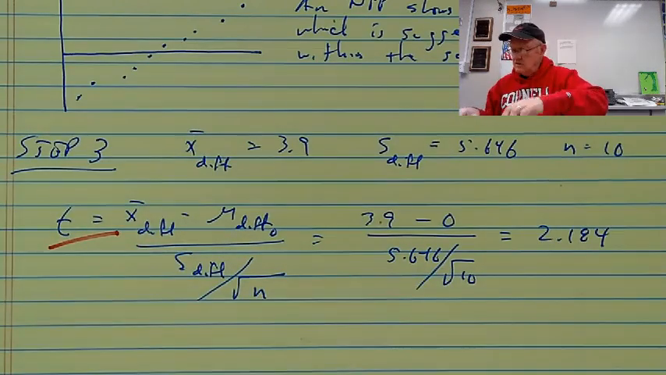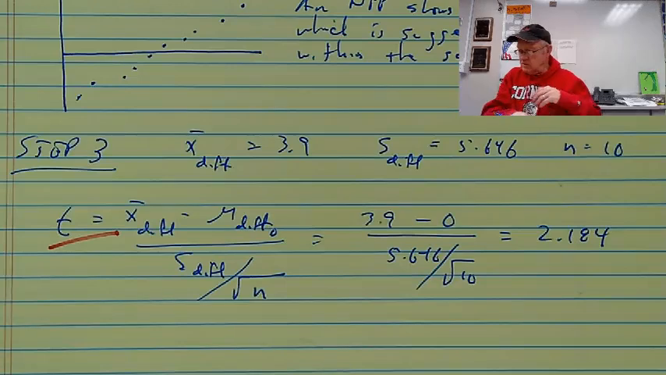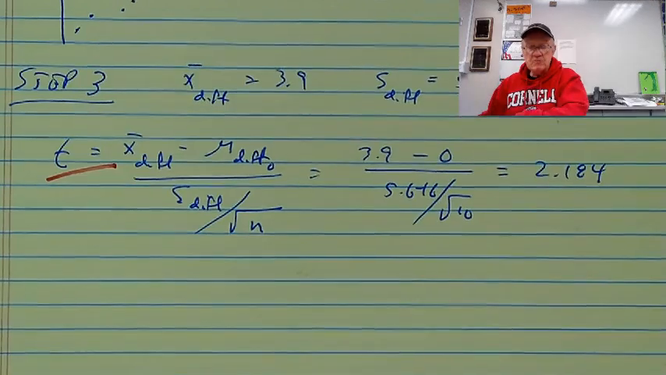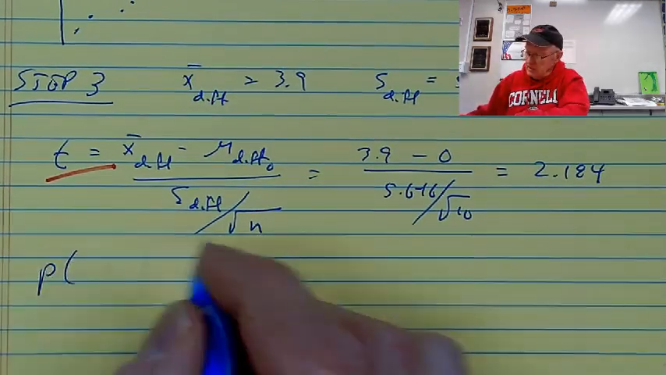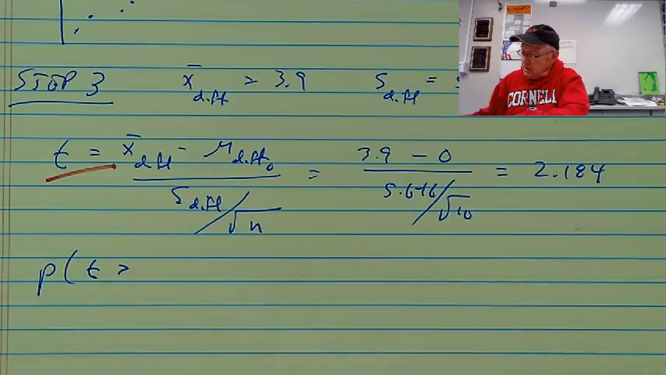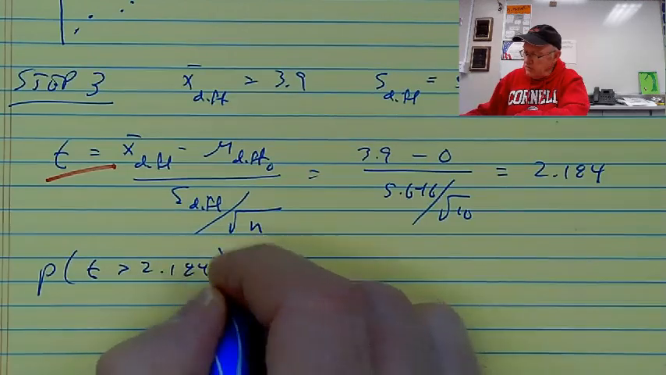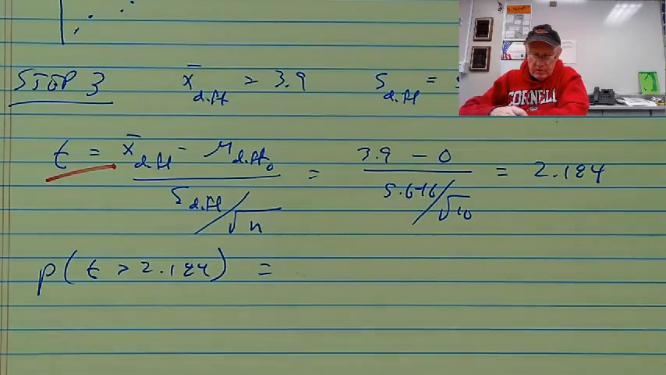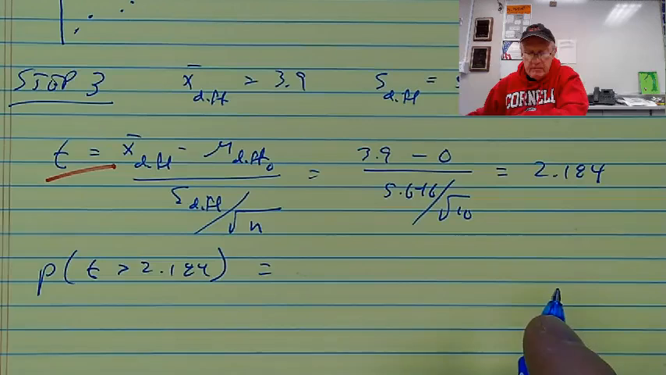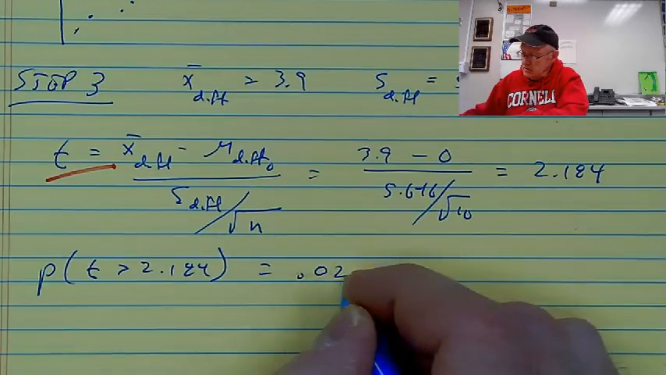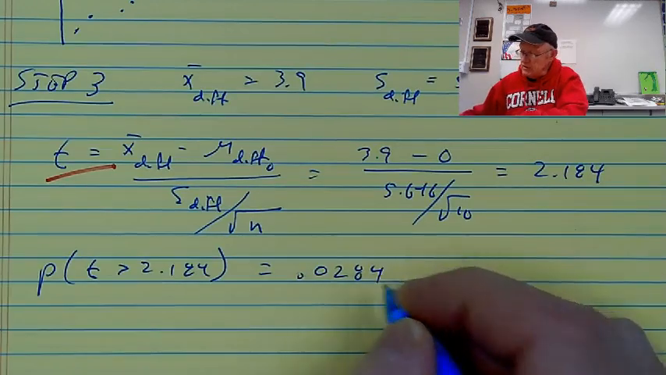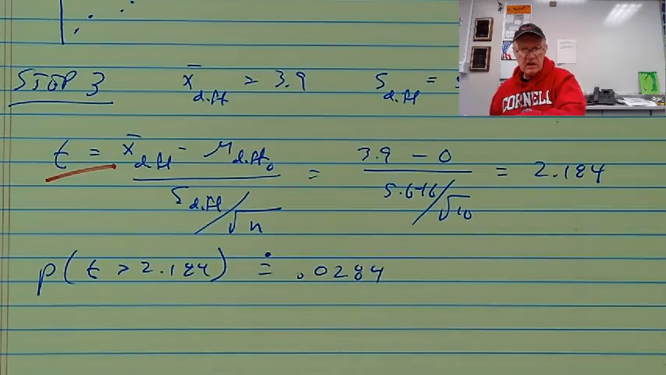Now, how are we going to package the p-value? The probability that t is greater than 2.184 is equal to, looking at my screen, 0.028, and I think, how about 0.0284? I'm going to put a little dot to indicate that's an approximate value. Now, we were told in the problem to use alpha 0.05 as the, hold on here.